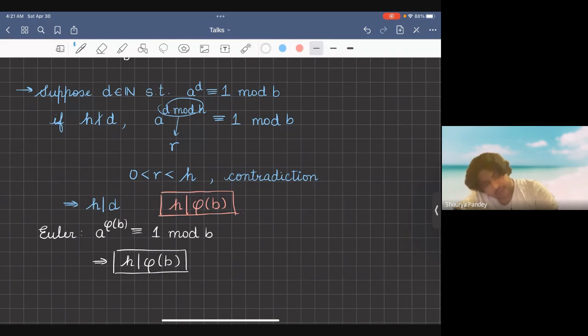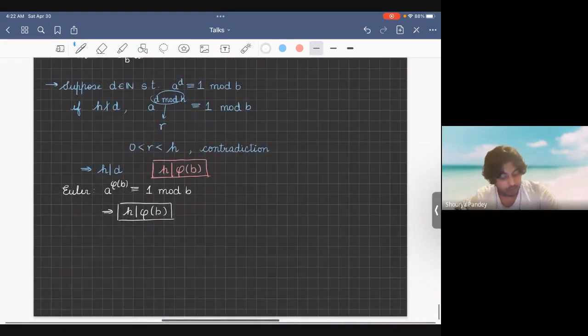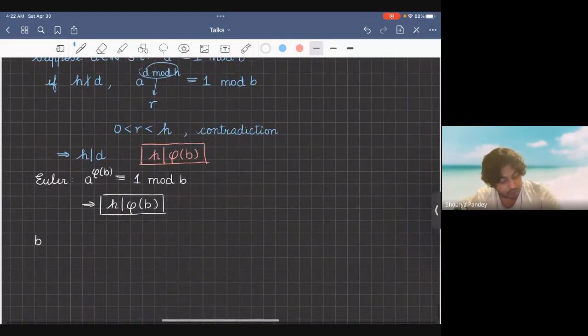And actually, it's kind of a misconception that I've seen in too many scripts, where people just assume that the order is equal to phi of b, which is not true. So just be careful there. In fact, sometimes there are numbers for which there is no number whose order is exactly phi of b. For example, take b equal to 12.